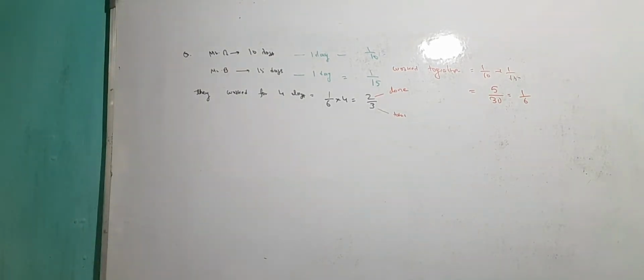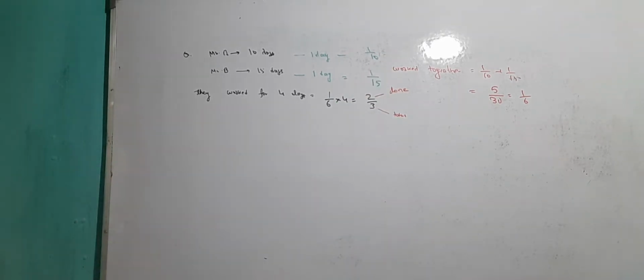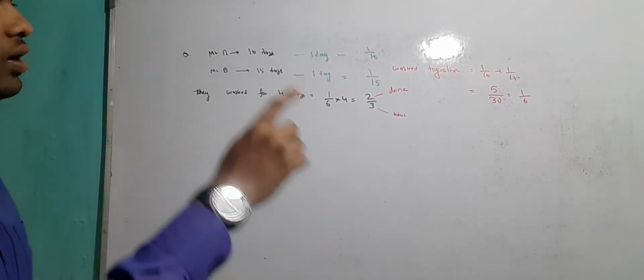Very easy, no? It will be easy only. The first part, if you understood, nothing is there. Now when they come together, the work done will be easier as compared to the previous one. Now what they are saying in the question, I am reading the question slowly. Write down the question and do the sums along with me. Four days, and then Mr. A left the work. So they work for 4 days.